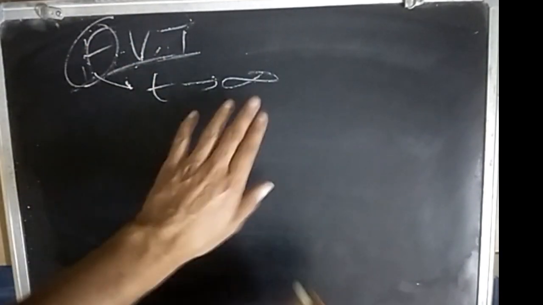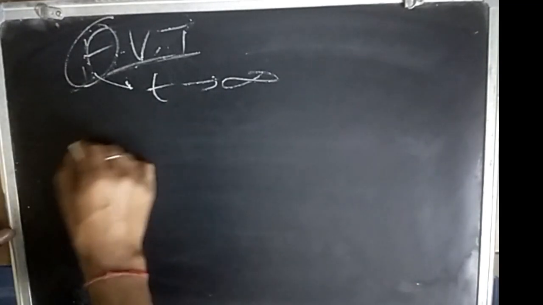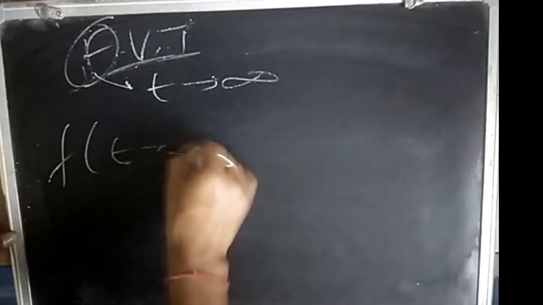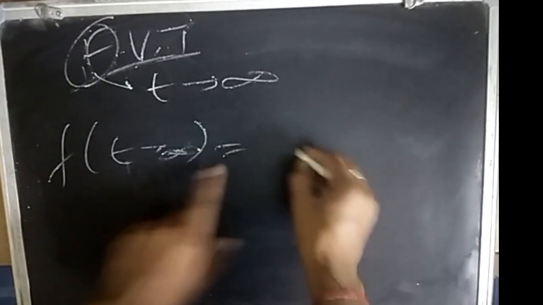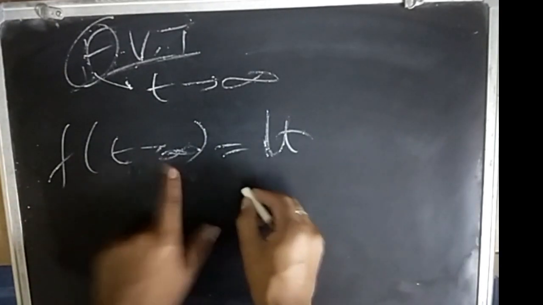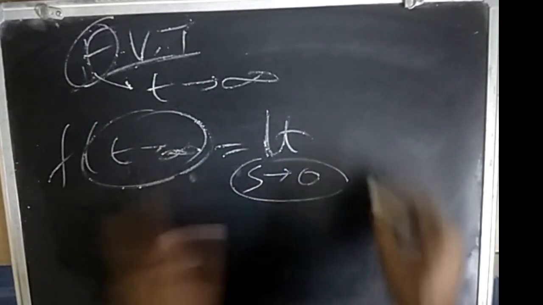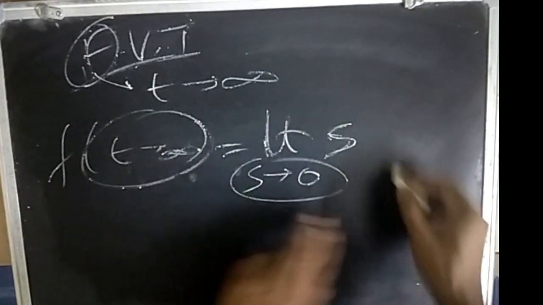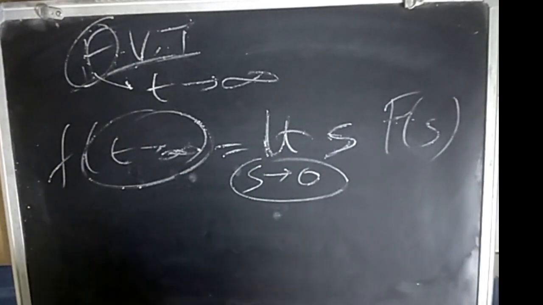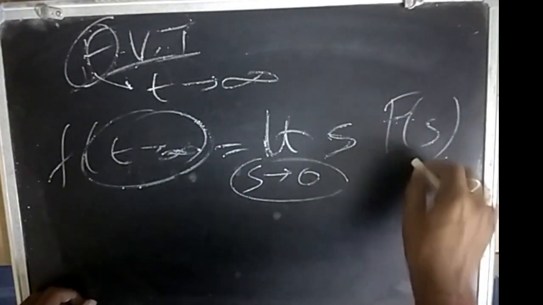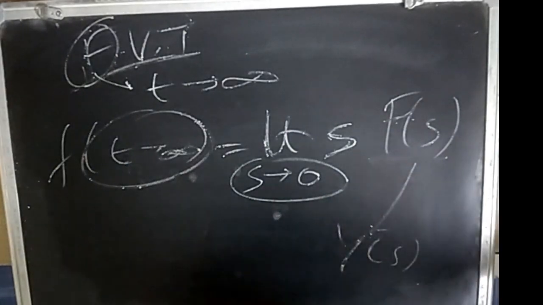The next thing is the final value theorem. Final value means when t tends to infinity, then we get the final value. This theorem states that if t tends to infinity, take the limit as s tends to 0, the opposite, of s into f of s. F of s is mostly like y of s here. This is the final value theorem.